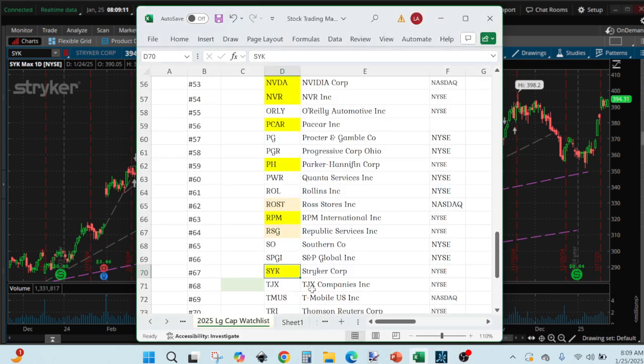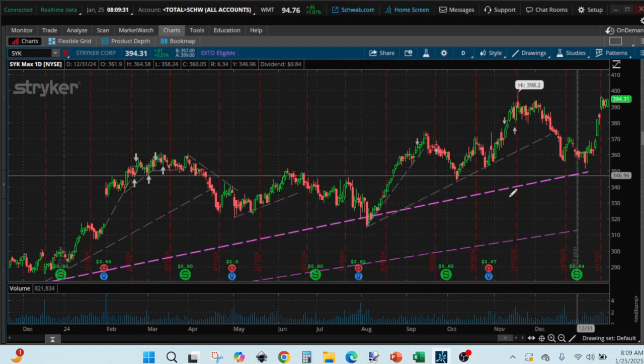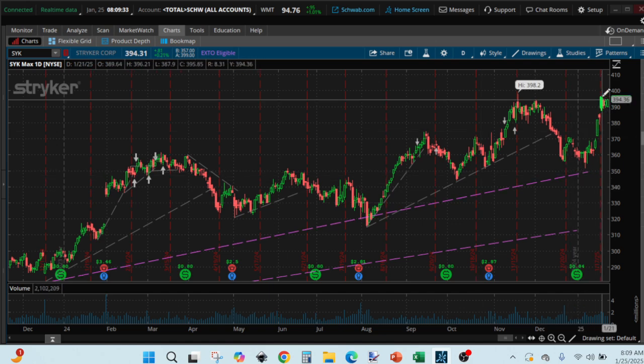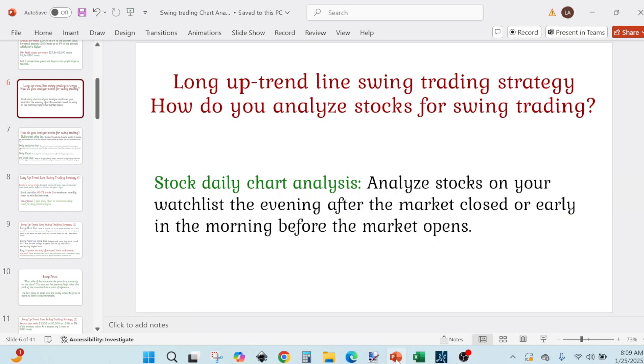So this concludes this portion of the chart analysis, where we analyze some stocks on our watch list to give you an idea how we analyze stocks using the long uptrend line swing trading strategy, where we like to buy at a long trend line, instead of getting in at the peak of the mountain, how we did it in 2024 at some point.